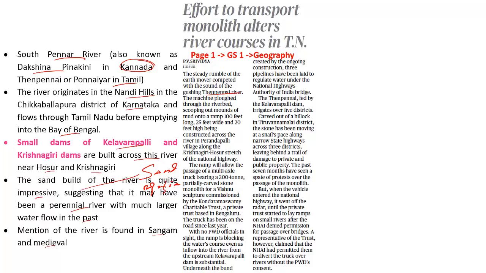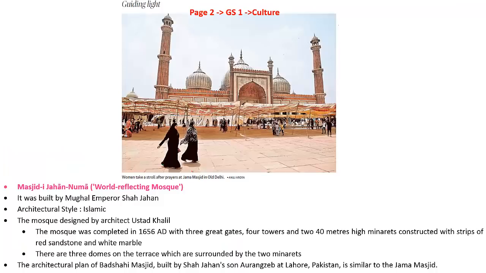Moving on, let's look into the next article. This article is very important from your cultural aspect. Let's look into some of the important facts with respect to Jama Masjid. It is also called Masjid-i-Jahanuma, which means world reflecting mosque. It was built by Mughal Emperor Shah Jahan.